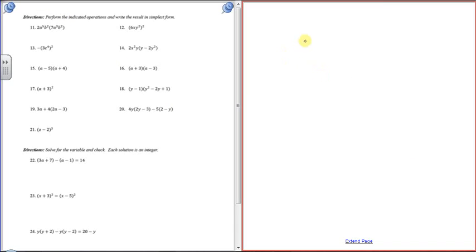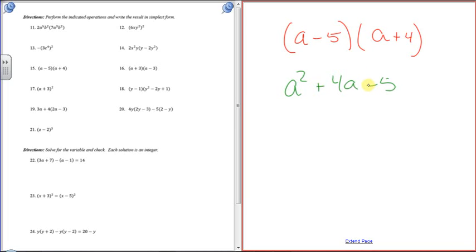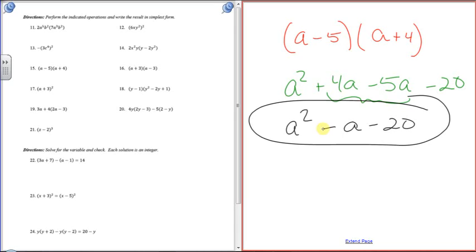15, simple FOIL. Most of you know how to do this very well. A minus 5 times a plus 4. First terms give you a squared. Outer terms plus 4a. Inner terms minus 5a. Last terms minus 20. And usually when you're foiling, you can combine the middle terms. Not always, but a lot of times it happens. A squared minus a minus 20 is your result. Simple FOIL. But don't FOIL until you're sure that there's multiplication in between, otherwise you'll waste a lot of time.